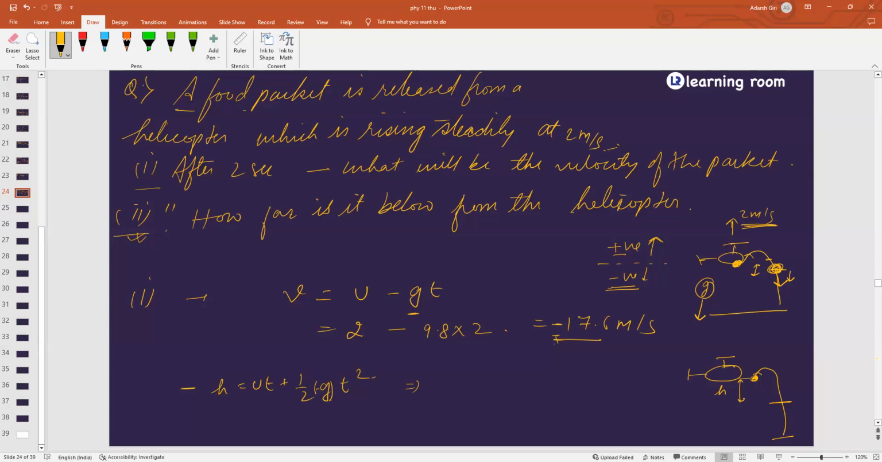Calculate it from here. Initial velocity is that of the helicopter, that is 2 meter per second. Time taken is 2 seconds. g is 9.8, time again is 2 seconds. g is negative because it is acting downward. u is positive, acting upward. Height going down is negative. Find the height from here. Tell me the value of height.